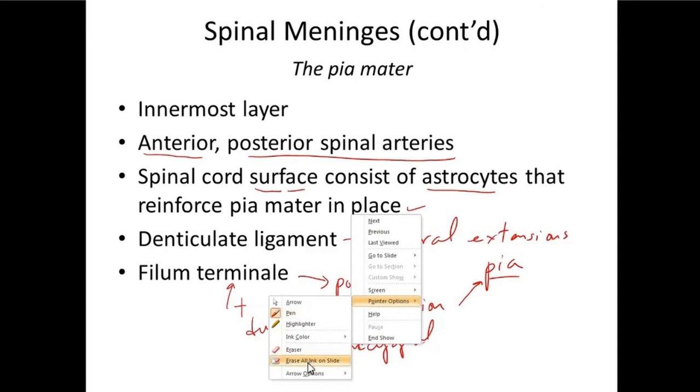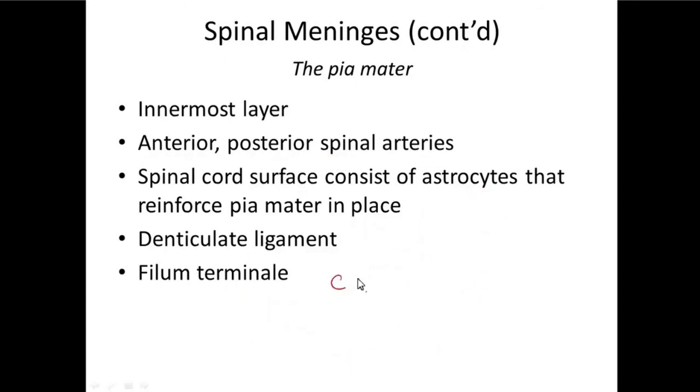Let me write this better, folks. Hang on. So filum terminale is simply pia mater plus dura, and then you end up with the coccygeal ligament.